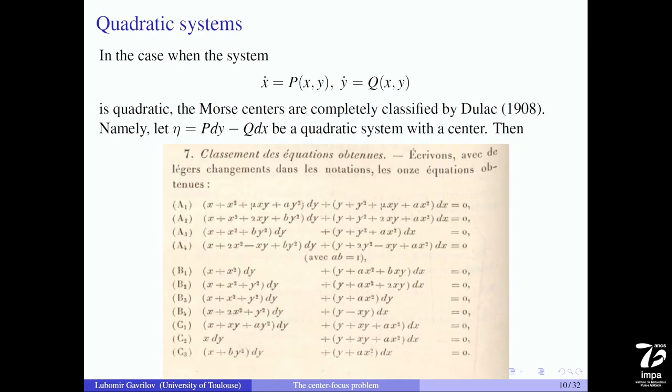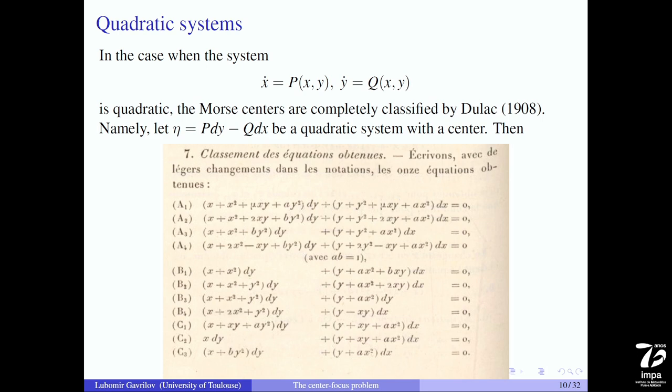OK, let us continue now with some more explicit stuff, like the quadratic polynomial system. This is the first non-trivial case after the linear case. The linear case is almost trivial. We studied everything. We know when you have a center, when you don't have a center.